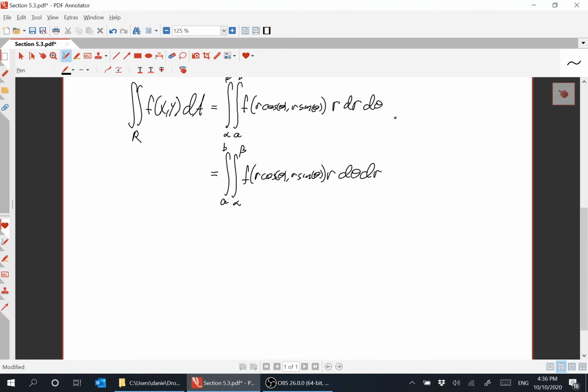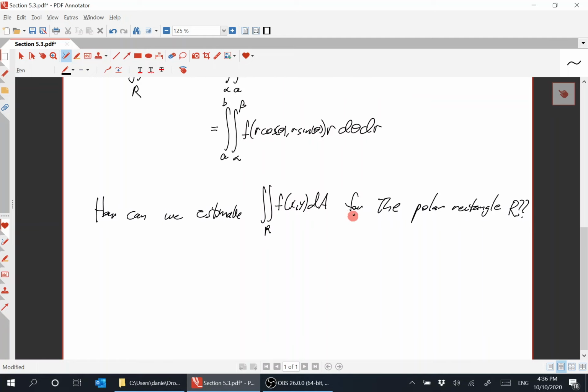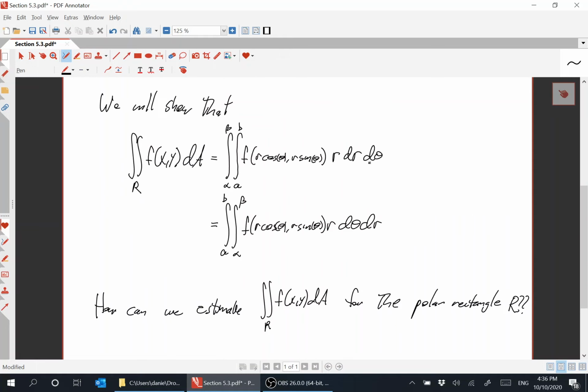So how can we estimate the double integral over R of f(x, y) dA for the polar rectangle R? Well, we're going to cut it into subrectangles, just like we did with the ordinary rectangle back in section 5.1. We're going to take the polar rectangle.